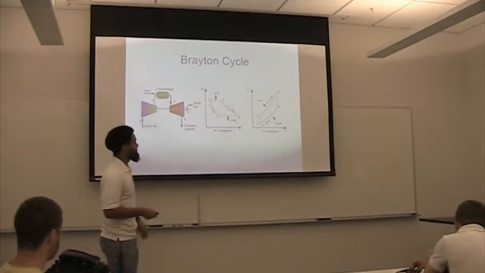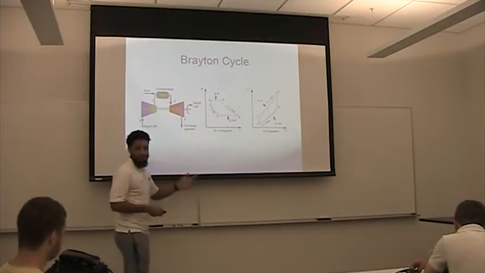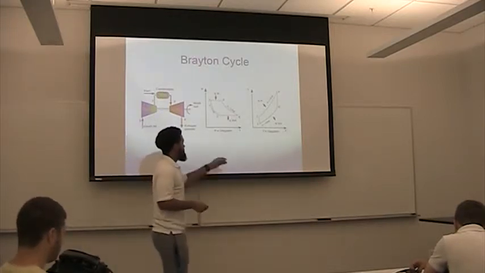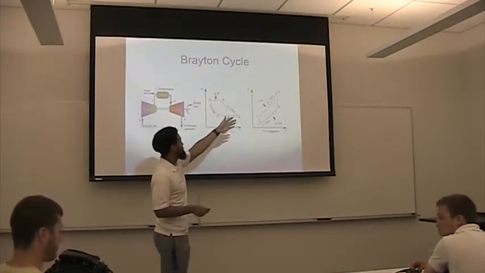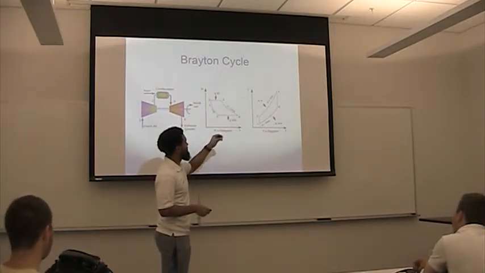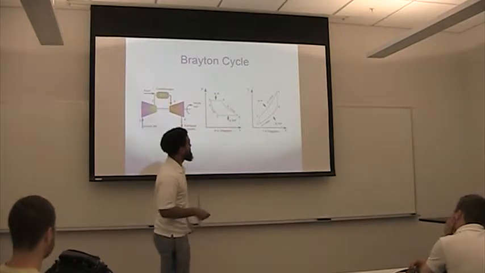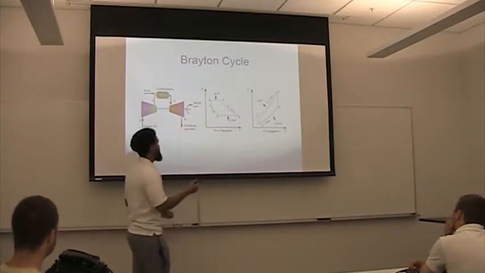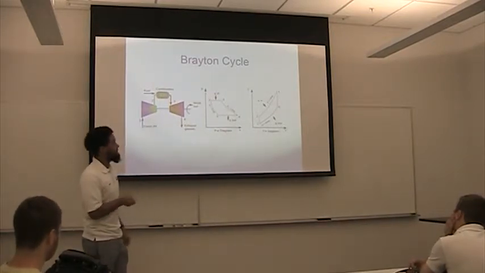Something kind of similar for the T-S diagram. 1 to 2 is increasing temperature. 2 to 3, the P is constant, but the temperature increases. 3 to 4, temperature decreases, and then 4 to 1, the Q is out, and all those exhaust gases go out as well.